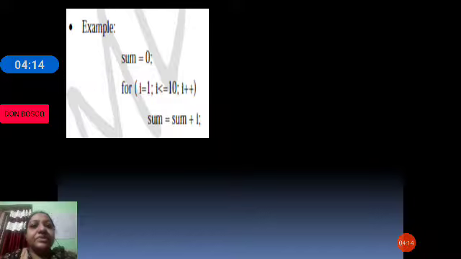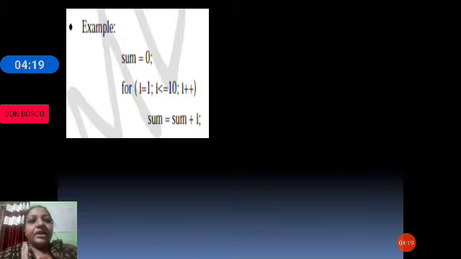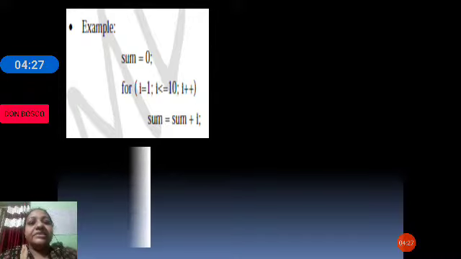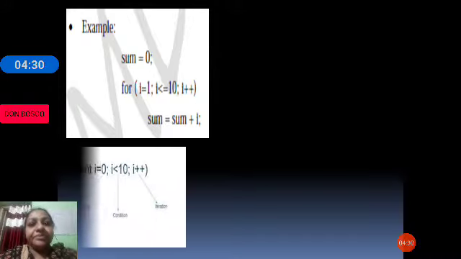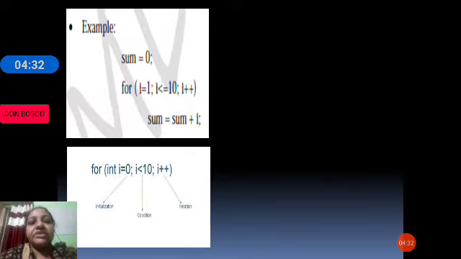So, for example, sum is equal to 0, I is equal to 1, I less than or equal to 10. What are we doing here? We are adding sum is equal to sum plus I. So, sum is 0, 0 plus I is 1, 1 is added to sum. This repeats, I plus plus, I will become 2, 2 less than 10, true. Again sum is equal to sum plus I, sum is 1, 1 plus 2, that is 3. I plus plus, I becomes 3, again this repeats.